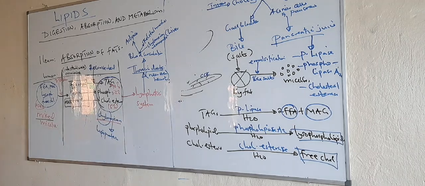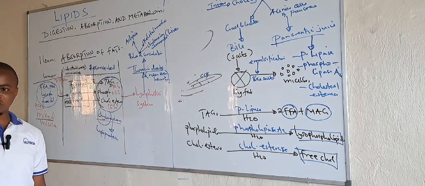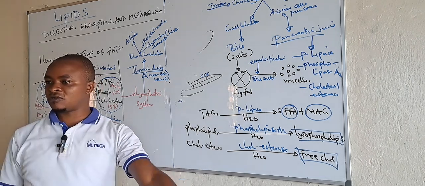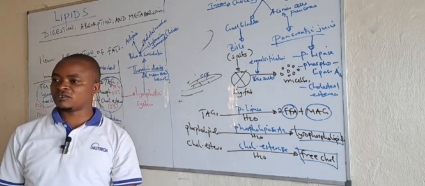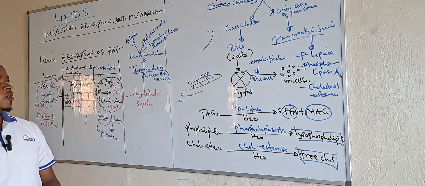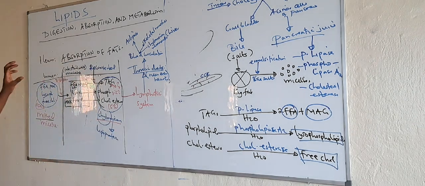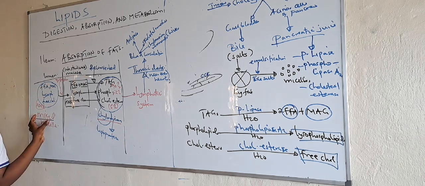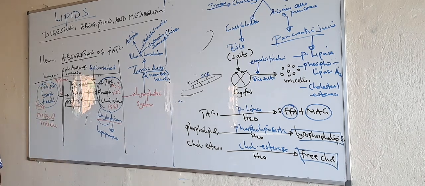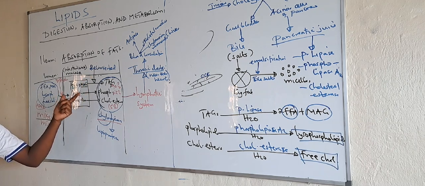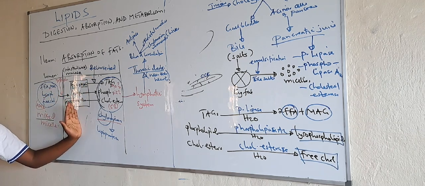So this is what we call absorption of fats from the intestines into the blood circulation, then from the blood circulation to the adipose and skeletal muscles. We have seen that the products of digestion combine with fat-soluble vitamins to form mixed micelles, which enable them to cross the intestinal walls into the intestinal mucosa.